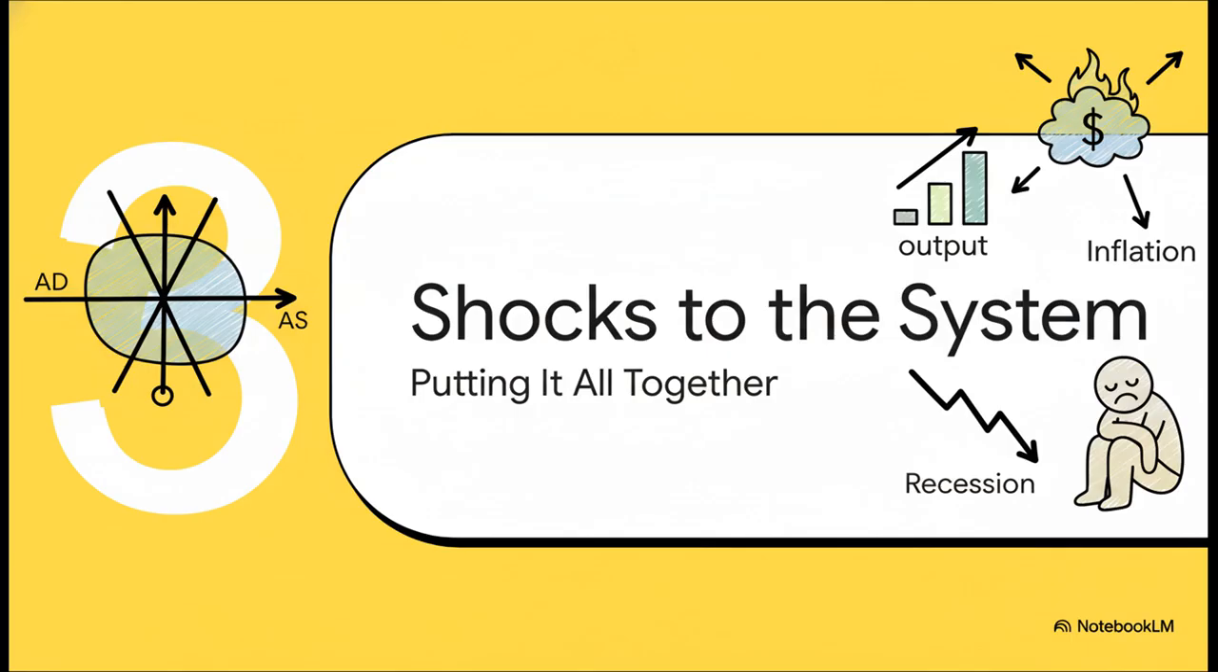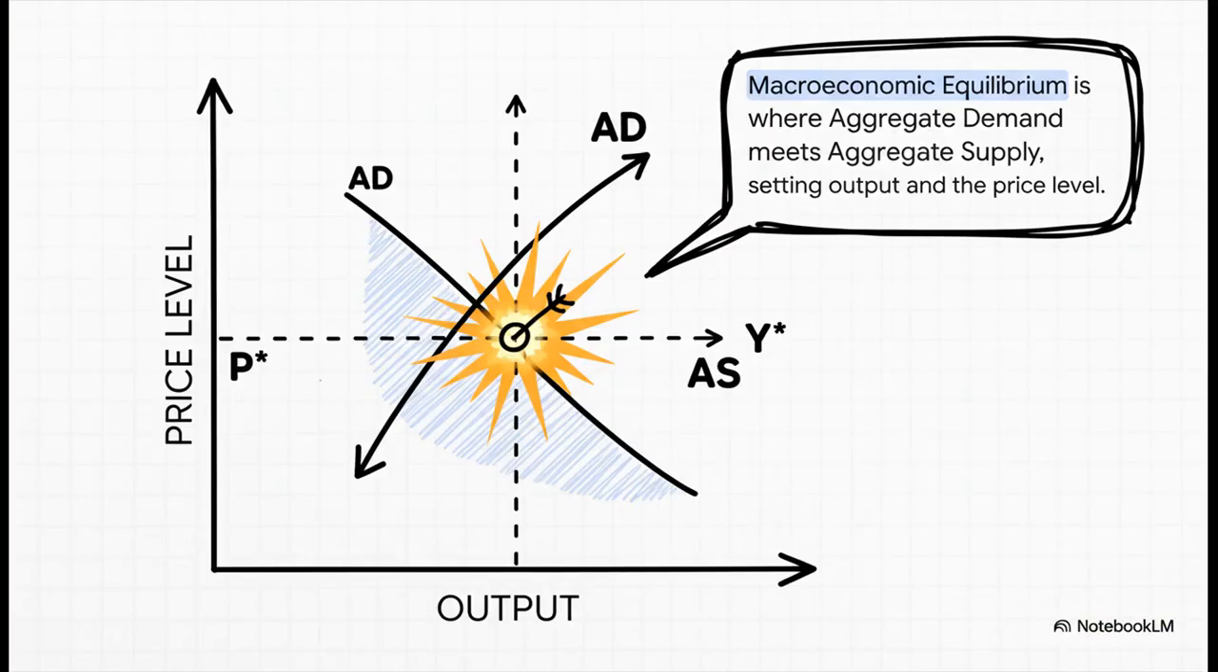This is where we see the economy in action. This is what causes those booms and busts. That point right there, where the two curves cross, has a special name: macroeconomic equilibrium. You can just think of it as the economy's sweet spot. At that exact price level and that exact output level, the total amount of stuff people want to buy is a perfect match for the total amount of stuff firms want to sell. Everyone's happy. The market is cleared.